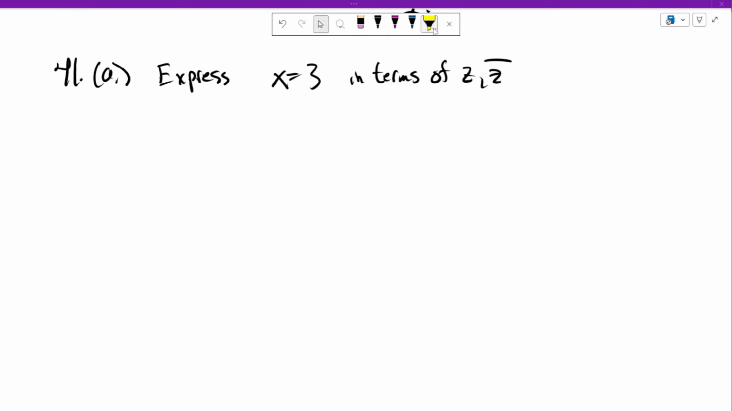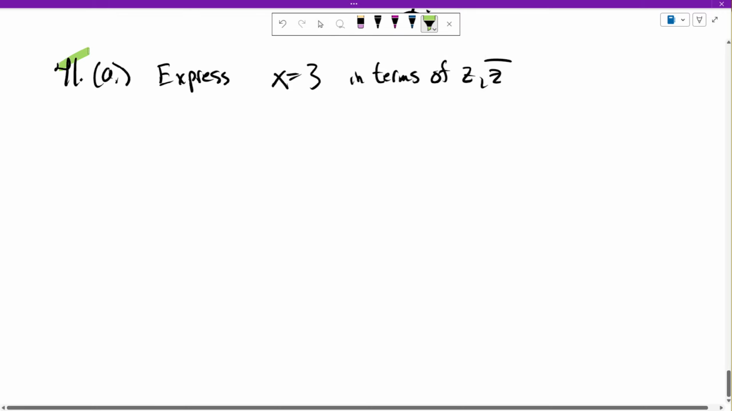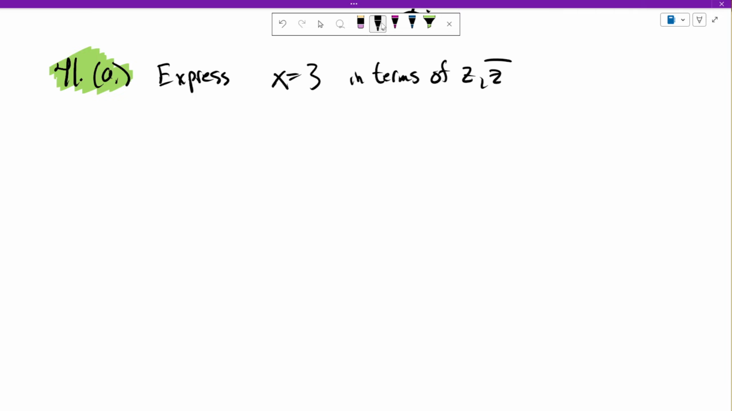In problem 41, we're only going to do one of the parts. We're going to do part A. And what we want to do is express an equation in Cartesian coordinates, so an equation involving x and y, in terms of z and z bar. So this is a bit of a reversal of what we've been doing.